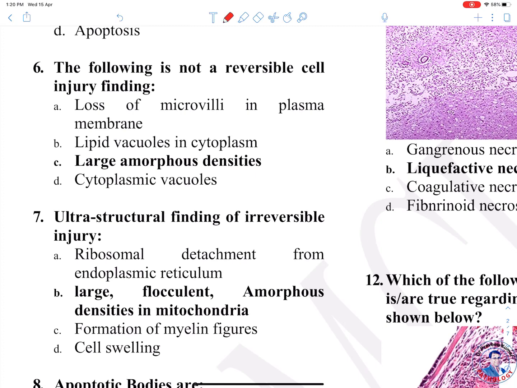Yes, question number 6, many of you have made a mistake here. So the question is not a finding of reversible injury. Now understand a point that a large amorphous density is a finding of irreversible injury, and because you saw this question, question 7 became a confusion to many of you.